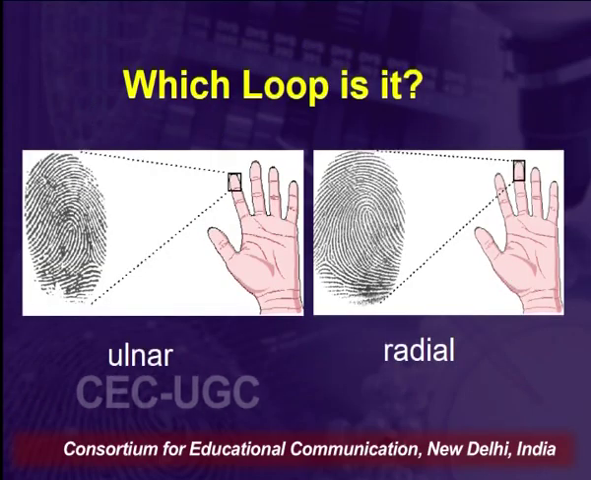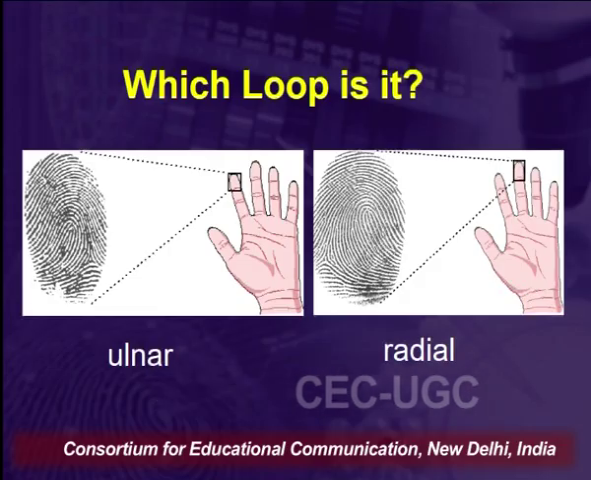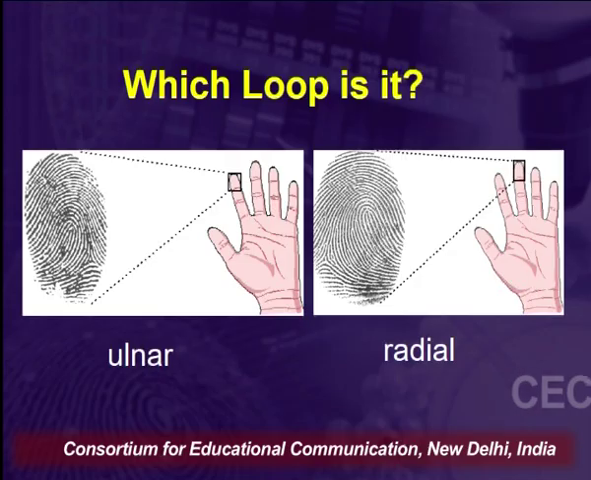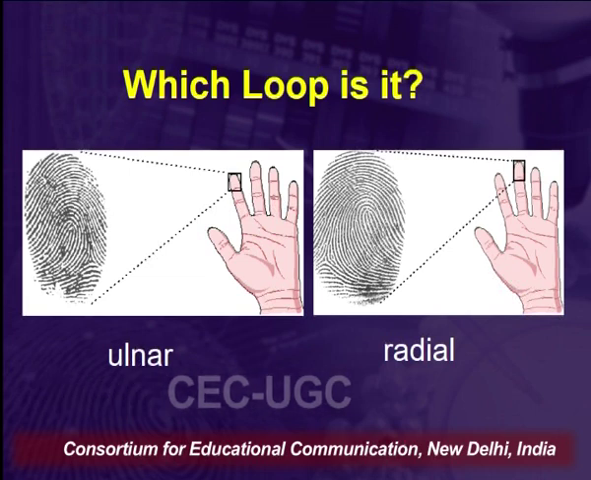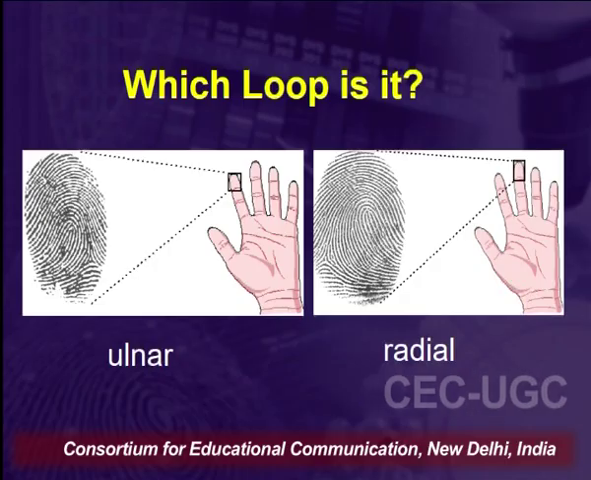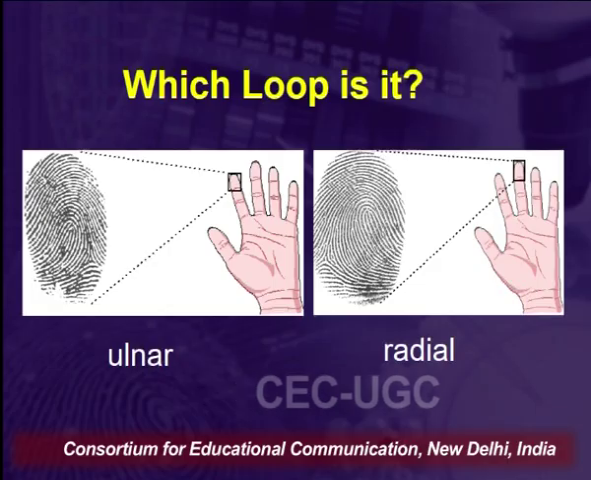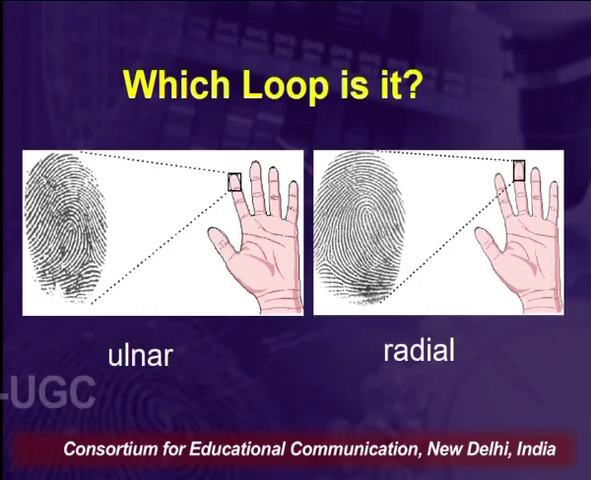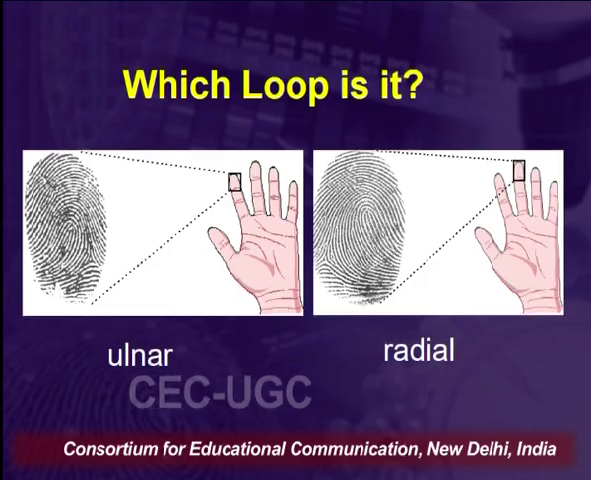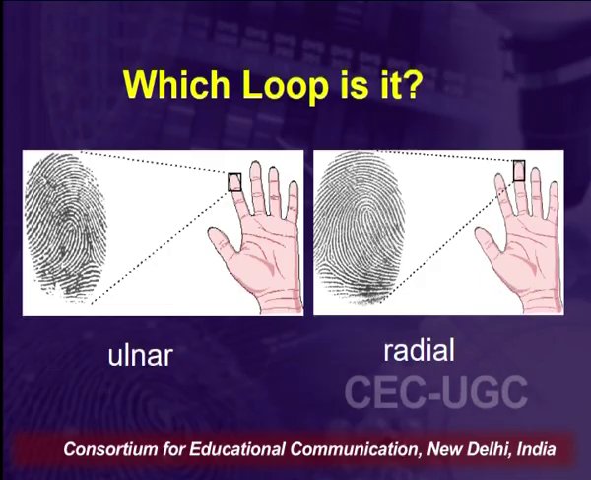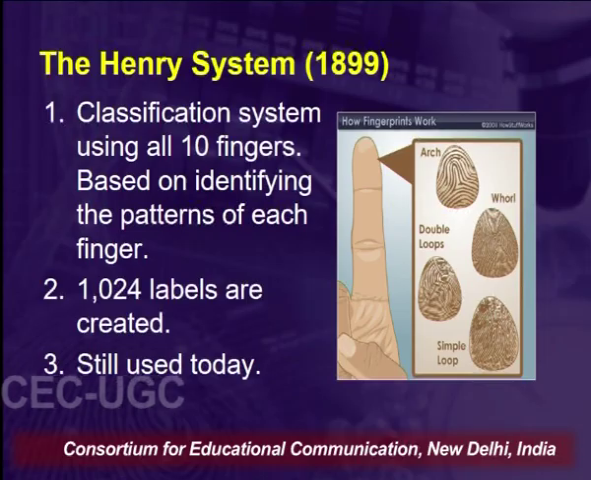Opening towards the thumb, we have the radial loop, and opening towards the pinky finger is called the ulnar loop. You can look at the fingerprints of your hand and see towards which side your loop is opening, and you can easily identify whether the loop is an ulnar loop or a radial loop. But we have to be very careful looking at the patterns, because the mirror image will come on the patterns which are taken for the Henry classification scheme.